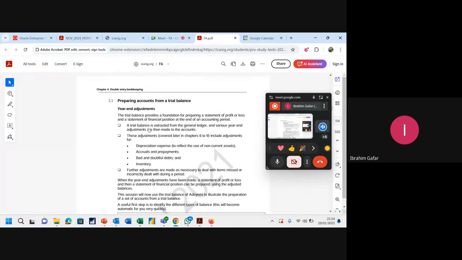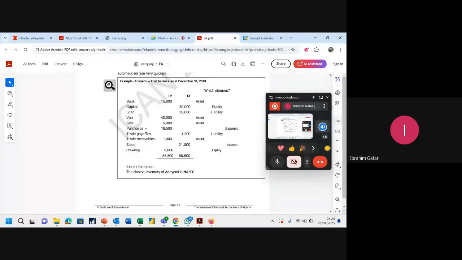So, preparing accounts for a trial balance. You can have different forms of accruals, provisions, prepayments, bad debts, your inventory valuation, all those things. All of those are just things that will affect your trial balance at the end of the day when you're preparing your final accounts.